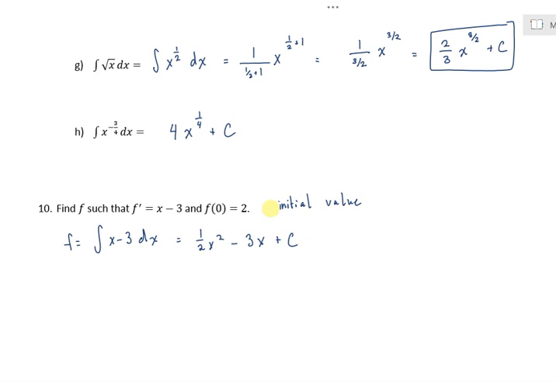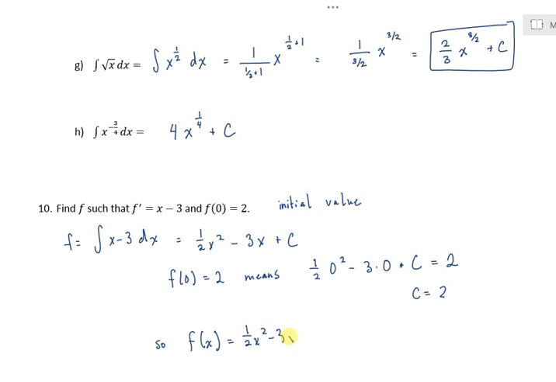What we use the initial value for is to figure out the c. F of 0 equals 2 means 1/2 times 0 squared minus 3 times 0 plus c is equal to 2. These two things are 0, so that tells me c is 2. So f of x is 1/2 x squared minus 3x plus 2.